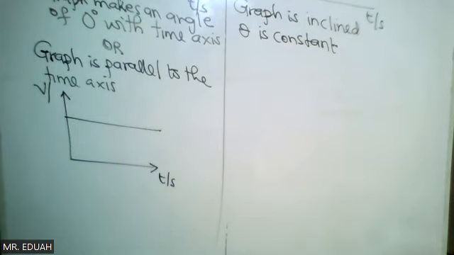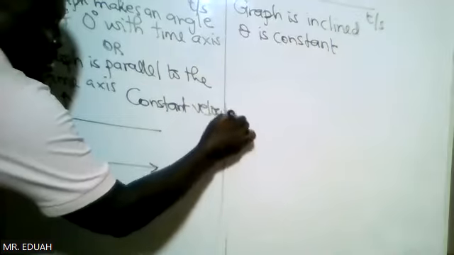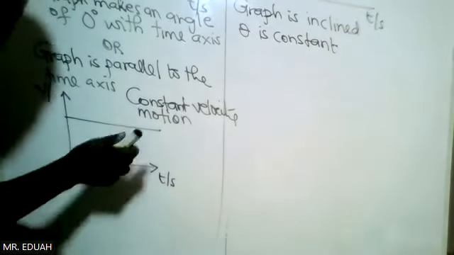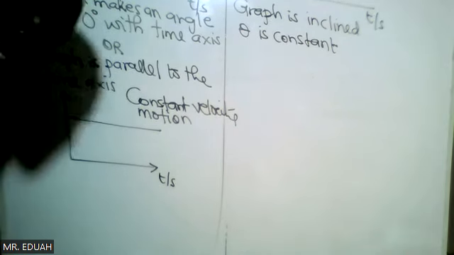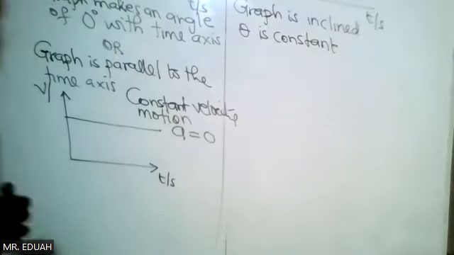Constant velocity. This is constant velocity motion. What can you say about the acceleration of this motion? Yes, Irene. Please, I think there will be no acceleration. So acceleration is zero. Zero, yes.